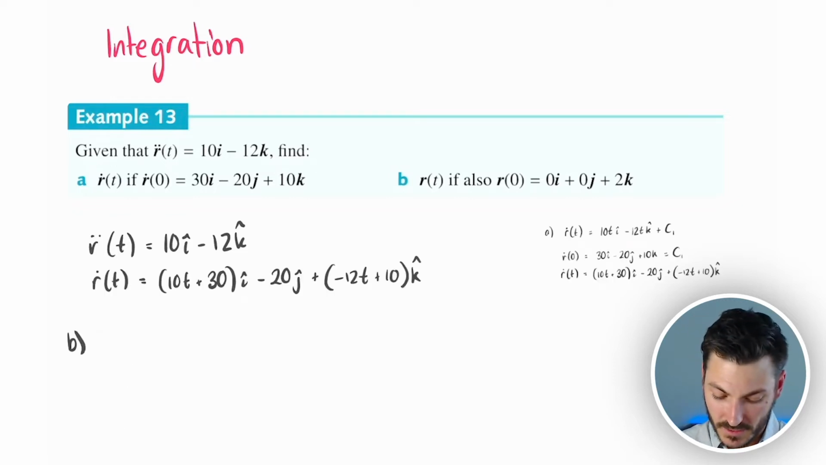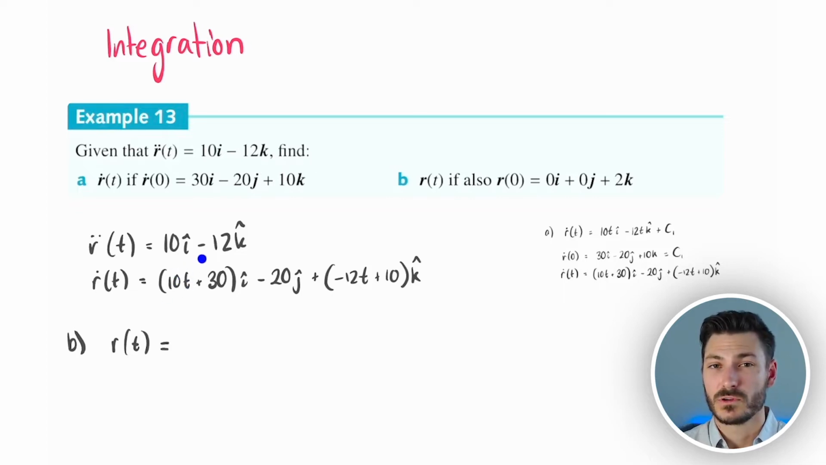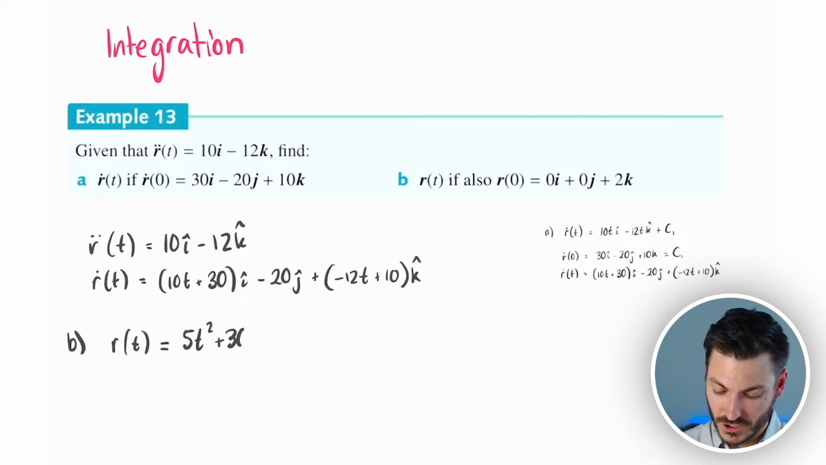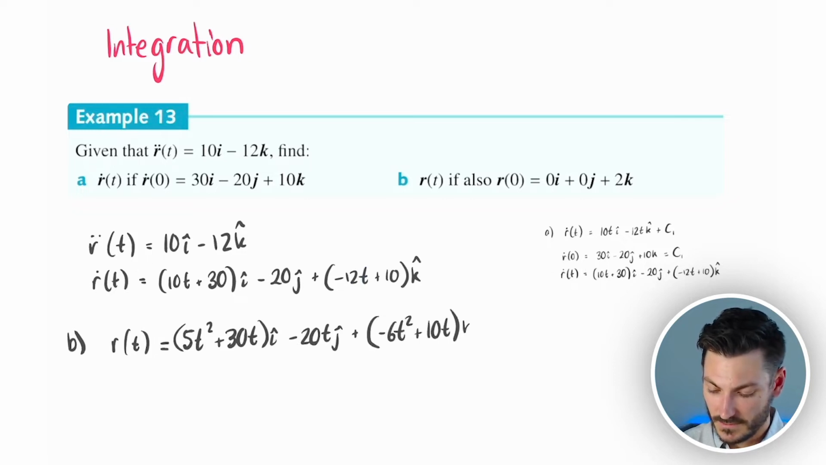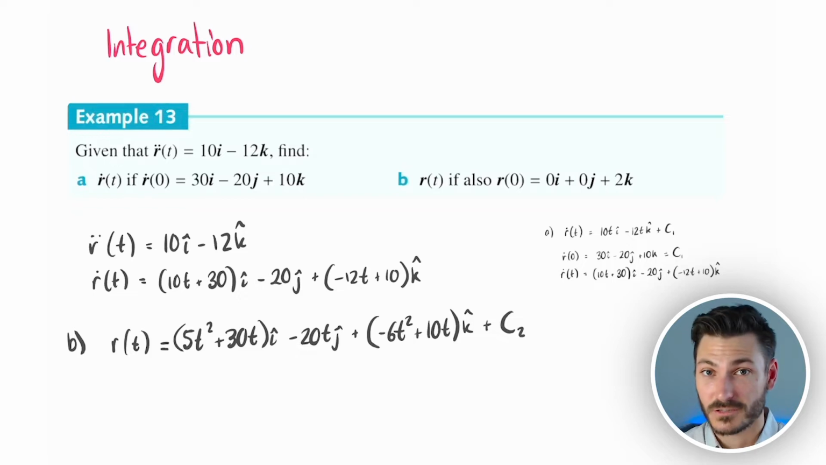I'm going to write down the position vector, which is everything else integrated. So I'm going to get 5t squared. Just as a quick reminder, this is going to become t squared on 2, and 10 on 2 is 5. So that's how I'm getting 5t squared plus 30t, and that's all in the i direction. Then I get minus 20t in the j direction, and lastly minus 6t squared plus 10t in the k direction, and my second constant of integration.